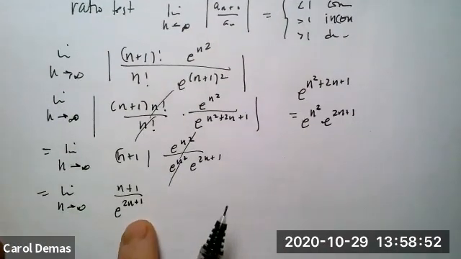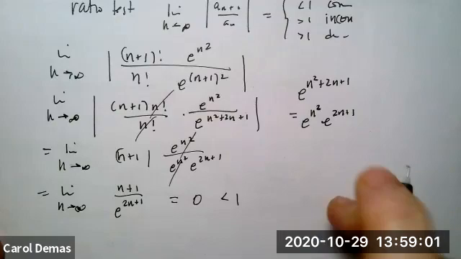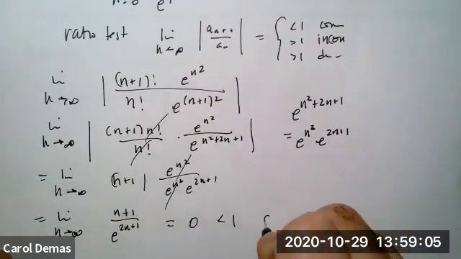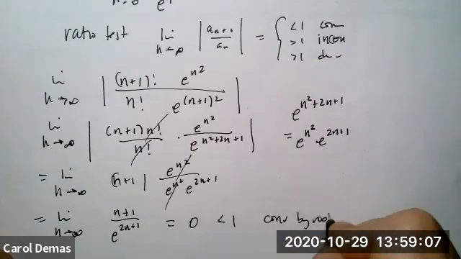Now, by the hierarchy of growth rates, who's growing faster? The bottom. So this limit's going to give us 0. So our conclusion is that we converge by the root test.